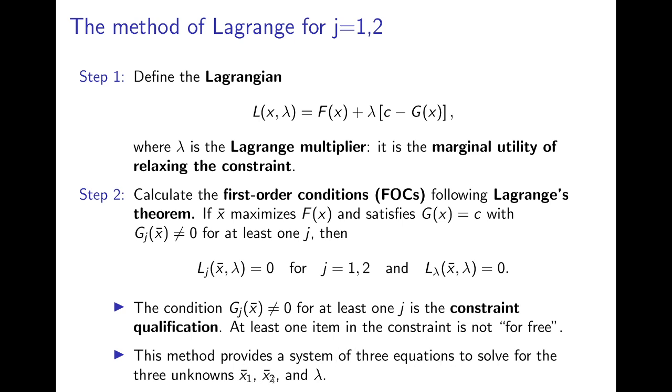unknowns, namely the two choice variables and the Lagrange multiplier. And this system of three equations and three unknowns can in general be solved for the optimal choices and the Lagrange multiplier, which, as we said before, is then the value by which the objective function would increase or decrease for a slight relaxation of the constraint.